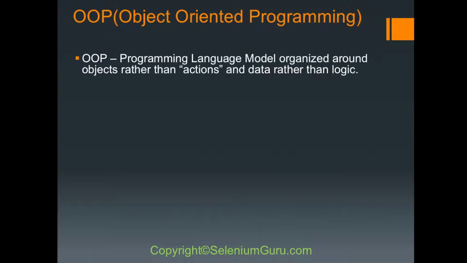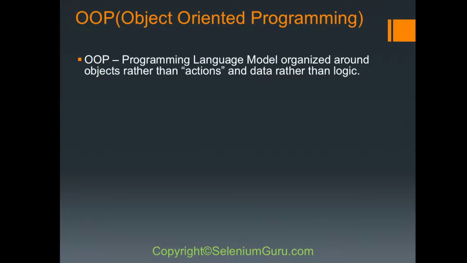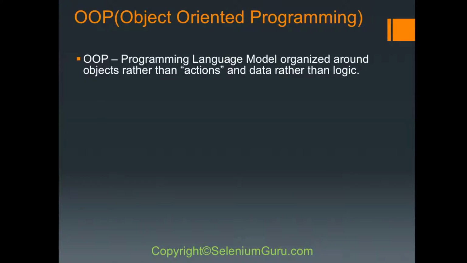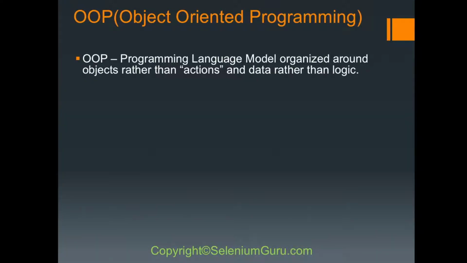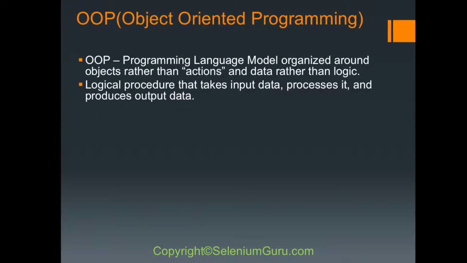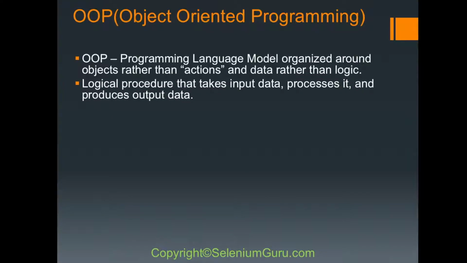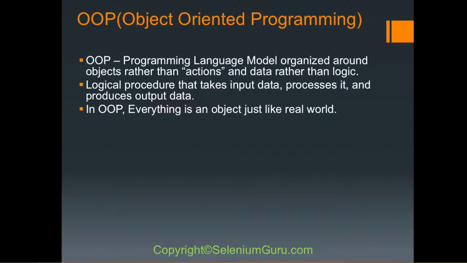Before object-oriented programming, we used to have scripting languages, such as Visual Basic and VisualBasic.net. They focused more on actions and logic. However, object-oriented programming is more focused on objects and data. Logic is a procedure that takes input data, processes it, and produces output data. In object-oriented programming language, everything is an object, just like the real world.